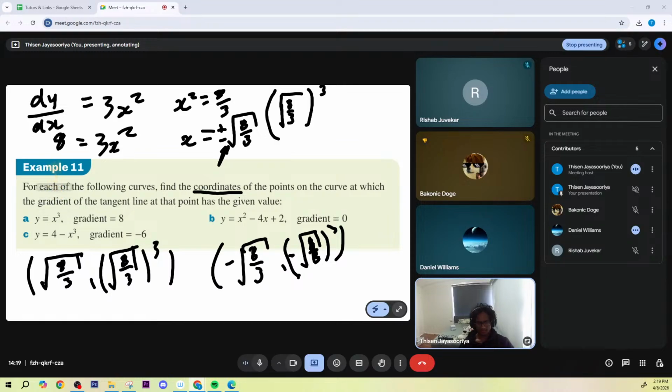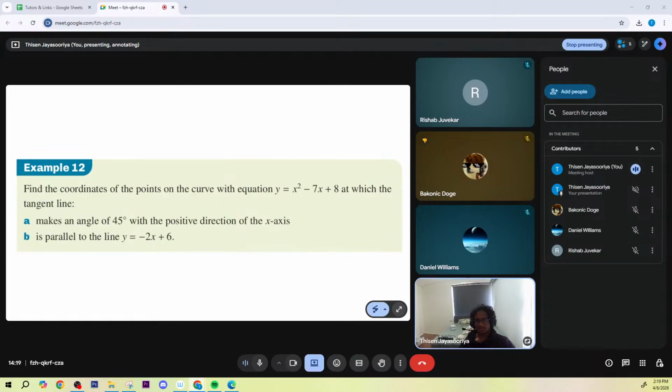No. Okay. So again, none of this stuff is too crazy difficult, right? It's these two questions here which may be a little bit new to you guys. It says here, find the coordinate of the point on the curve with the equation y equals x squared take 7x plus 8, at which the tangent line makes a 45-degree angle with the positive direction of the x-axis. So Daniel, can you tell me what we can actually do with that information in relation to differentiation?